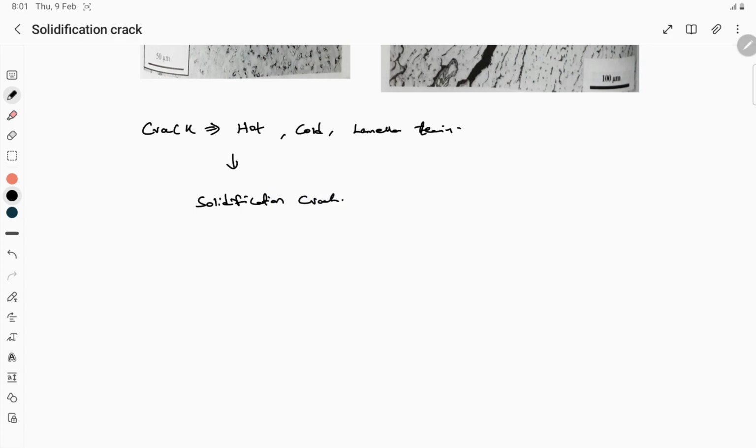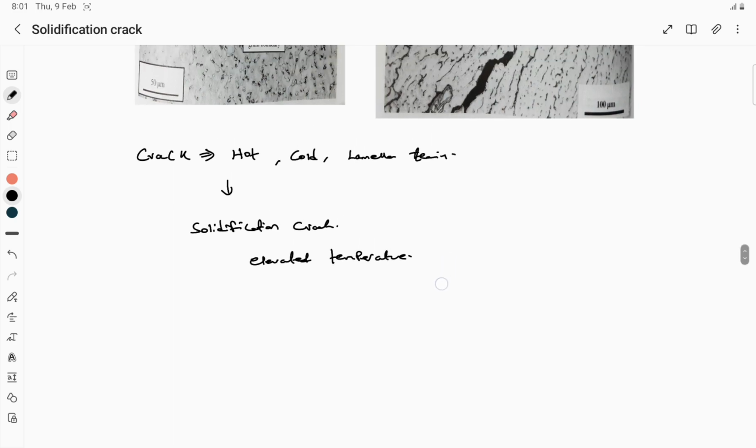So in the last video itself, we have understood hot crack is nothing but a crack which occurs in the weld at an elevated temperature. Elevated temperature here means that it will get formed at the time of completion of solidification. So at that time only we will see this solidification crack getting formed in the weld.